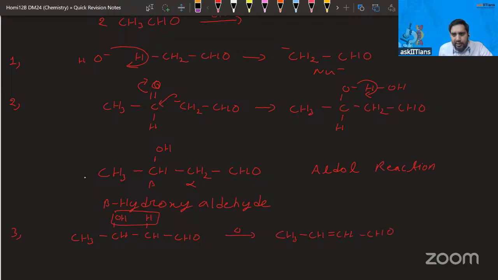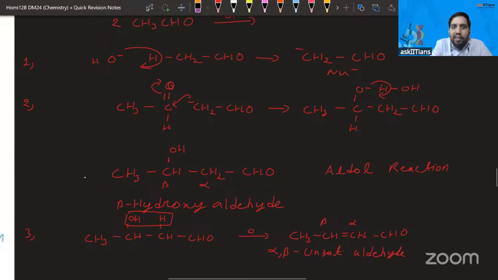Again, this is alpha, this is beta. The alpha-beta position consists of a double bond, which is unsaturation. So this is known as an alpha beta unsaturated aldehyde. Now the reaction becomes aldol condensation. Three steps make aldol condensation, two steps make the aldol reaction.